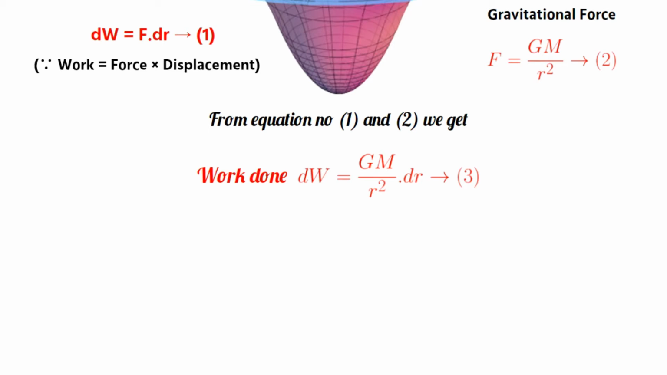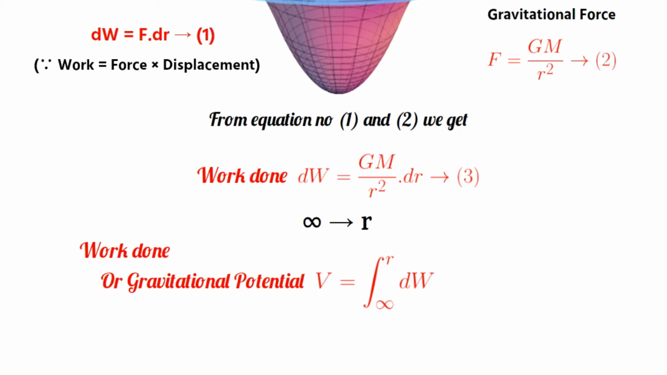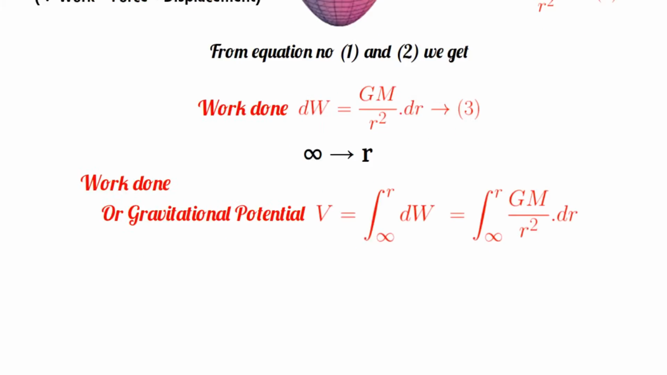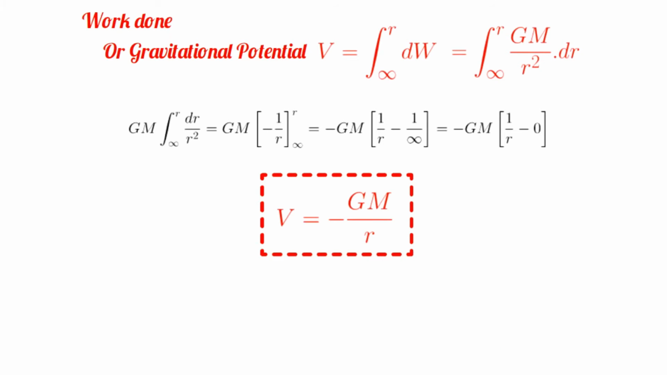Now, to bring the unit mass from infinity to a position r, the work done, or the gravitational potential V, is equal to the integral from infinity to r of dW, or the integral from infinity to r of GM by r square dr. Now solving this equation we get V is equal to minus GM by r. This is the measure of the gravitational potential.